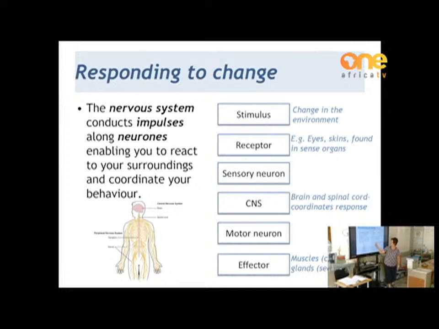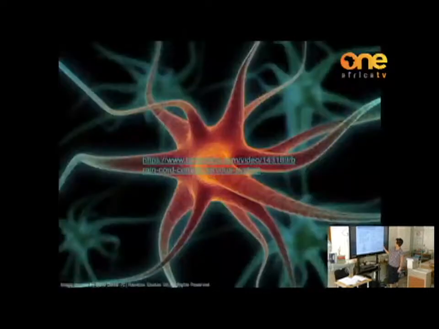The brain, spinal cord coordinates and then sends it with another neuron, the motor neuron, to the effector, which will be the muscle or the gland. A muscle will contract or relax, perhaps due to the stimulation, or a gland will secrete a hormone. You agree? Okay, that's basically what is happening with our nervous system.